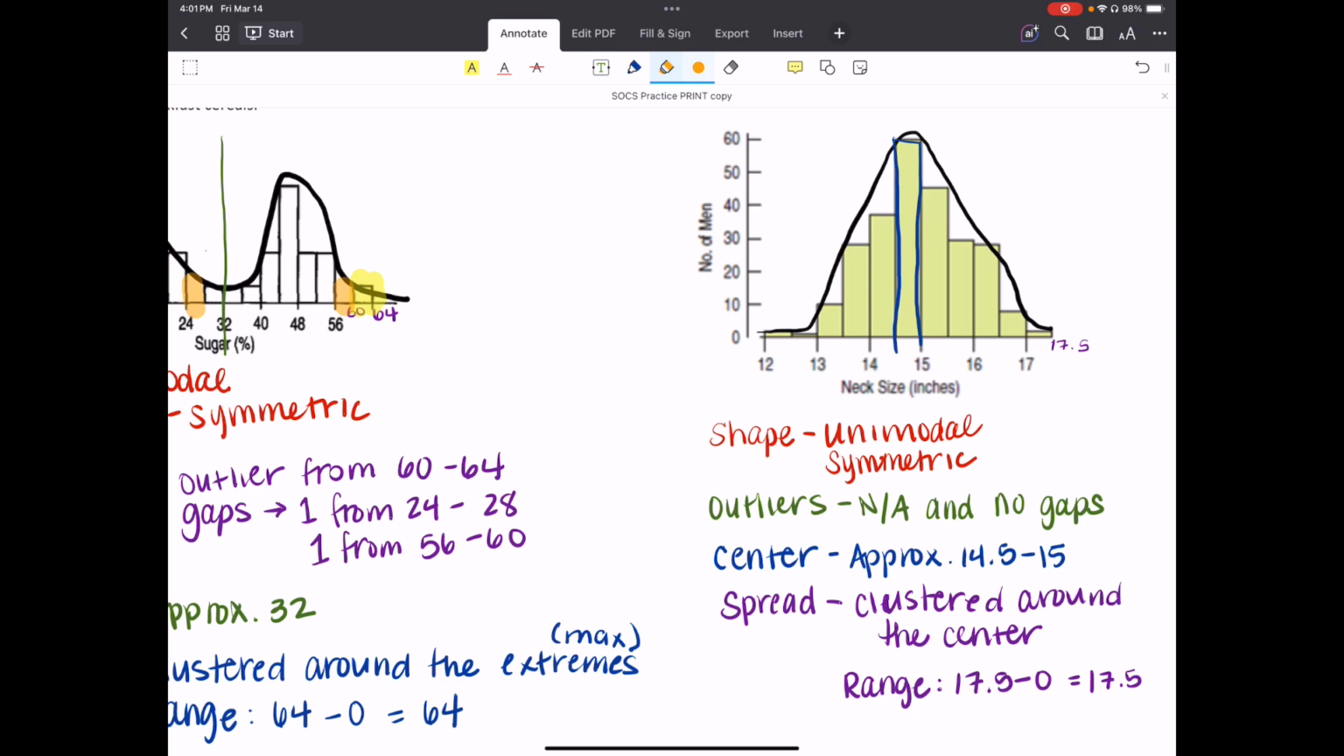Center, if you look, I have drawn right here that our center is our tallest bar. So our center is 14.5 to 15. And then our spread, it's clustered around the center, meaning the bars are close to the center. And the range is 17.5 to 12. Oops, I messed up. So that is 5.5. So our range is 5.5.